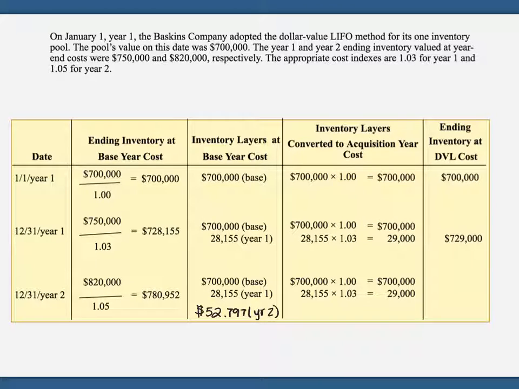And again, to convert that to our acquisition year cost, we will take the $52,797 and multiply it by the current year cost index, which is 1.05, and that's going to give us $55,437. So now all we need to do is add these three numbers together to get our total ending inventory at dollar value LIFO method. And that's going to be $784,437.